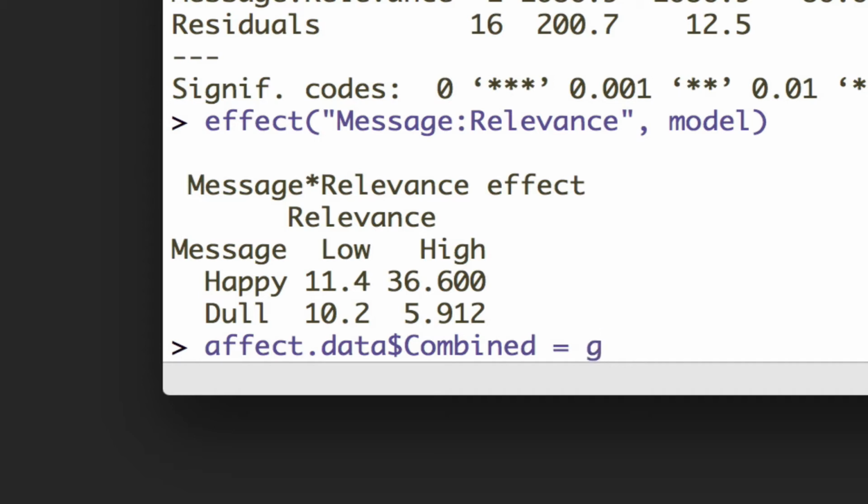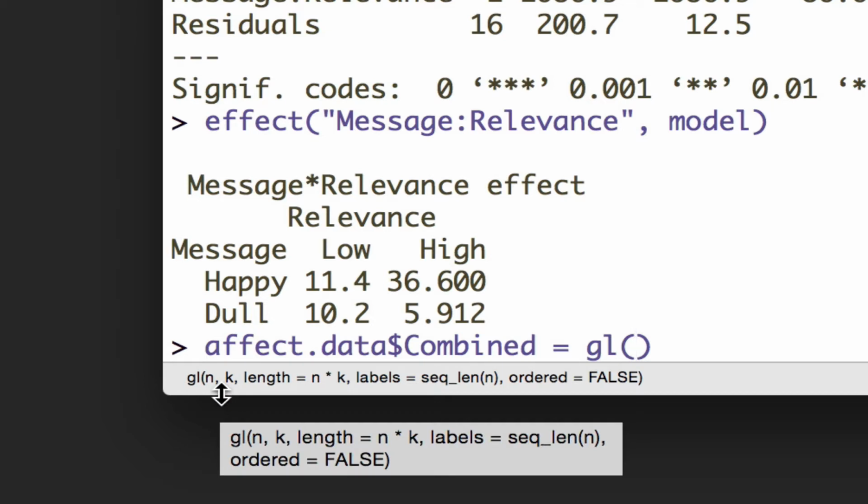So to do that, we can use the generate levels function. So GL, and this is for creating groupings. So if we look down here, the GL function is going to take several parameters. The first two are the ones we need to worry about. So the first one is n. Now this is a little confusing, because n usually means number of entities or number of participants that we're comparing.